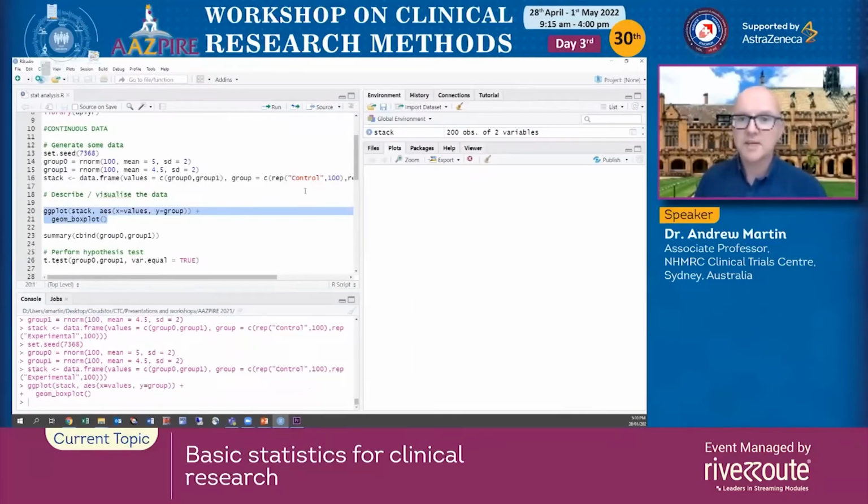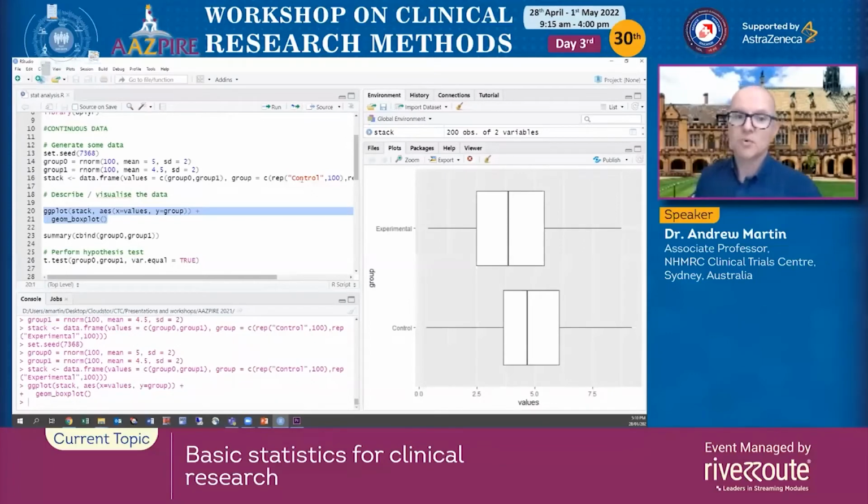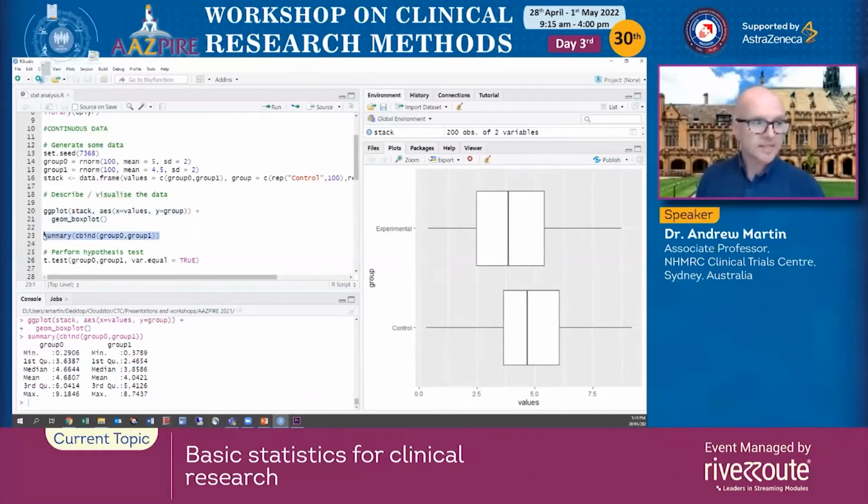A box plot is a nice way of visualizing continuous data and looking at two groups. And you can see this appears to be a systematic difference, with the scores in the experimental group appearing to be systematically lower than the scores in the control group. Let's calculate some other statistics based on those data.